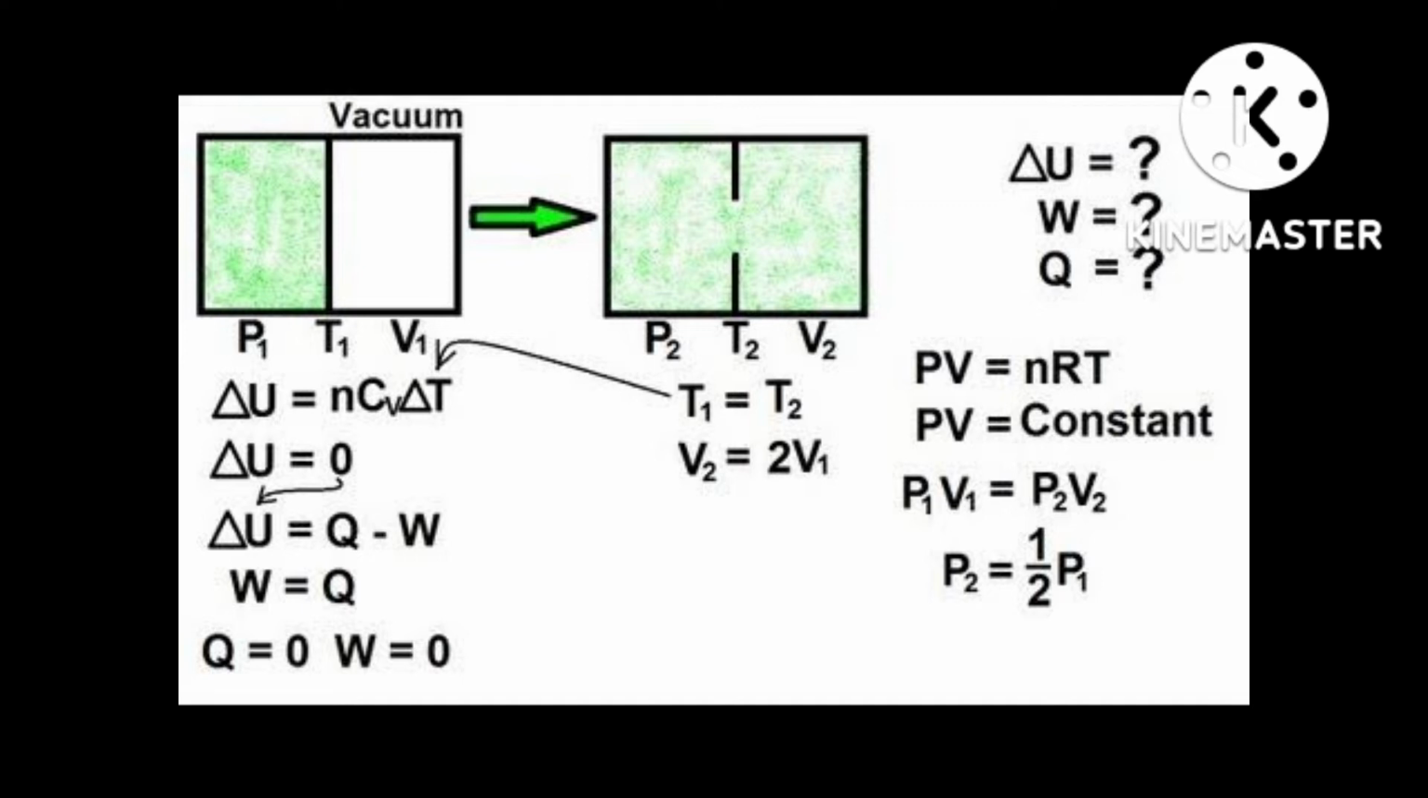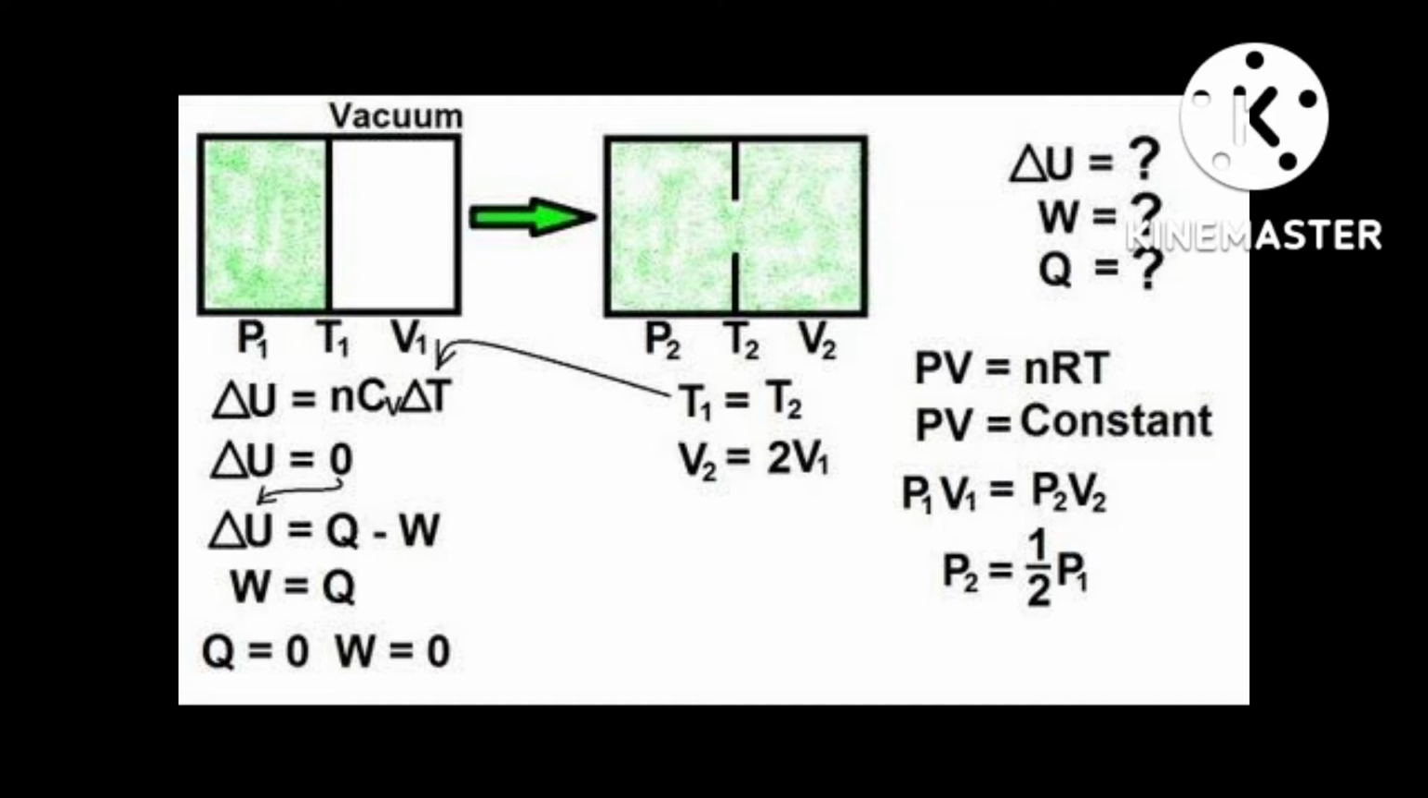For isothermal, T must be constant. For isothermal expansion of an ideal gas into vacuum, W is equal to 0. Why is it 0? Because P external is 0. That's why W is equal to 0. This you keep in mind. And also Joule determined experimentally that Q is equal to 0.